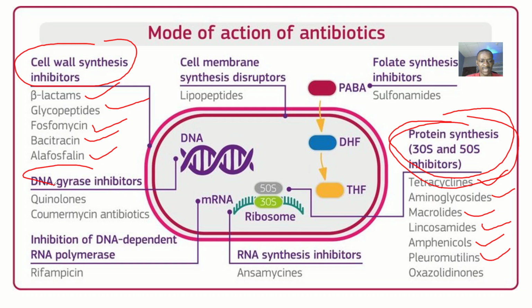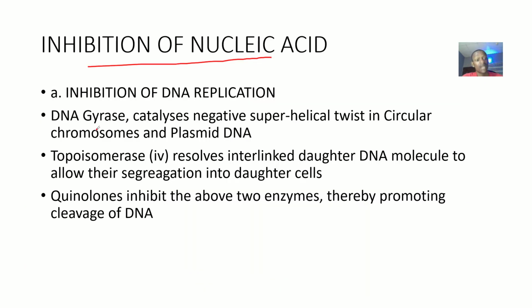This is DNA gyrase inhibitors. Let's read it first. DNA gyrase catalyzes negative superhelical twist in circular chromosomes and plasmid DNA. Before you have a DNA, those two helical strands need to twist. So if you inhibit the twist of those strands, DNA will not be formed. That's just the basis.